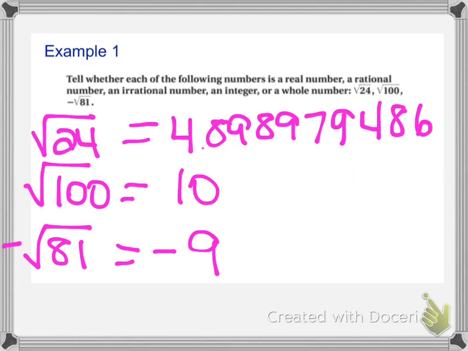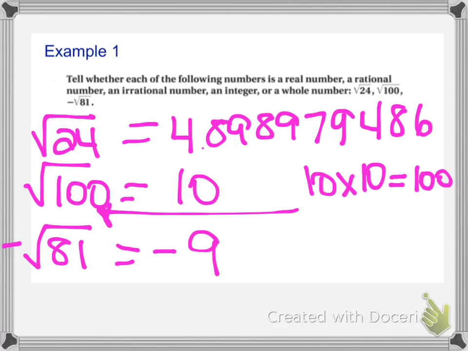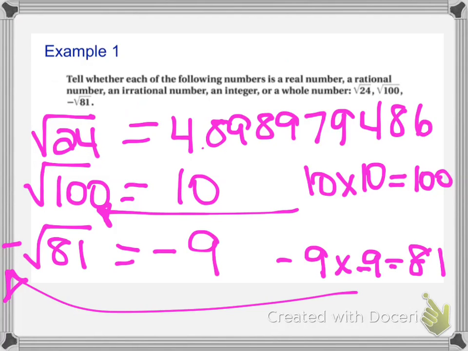Now, I was able to find my results by calculating. I couldn't do this in my head, so I had to use a calculator for the first one. But the square root of 100 is 10 because 10 times 10 equals 100. And the negative square root of 81 is negative 9 because 9 times 9 is 81. No matter what, because in the beginning there is a negative sign, you have to remember to bring it back to the end of your equation.